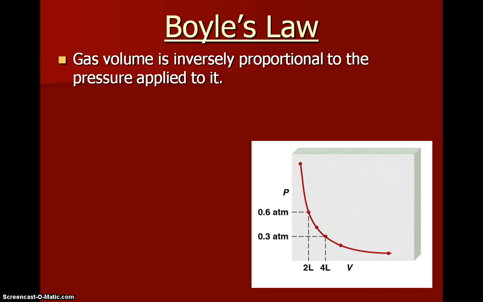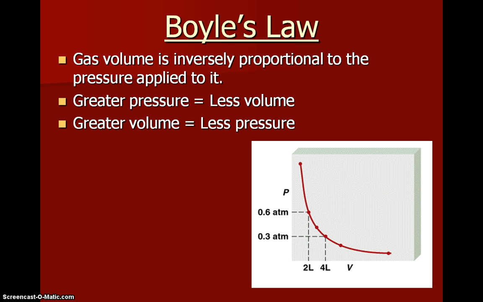So the first is Boyle's law, and Boyle's law says that gas volume is inversely proportional to the pressure applied to it. That is, if you push on a gas, it's going to get smaller and decrease the volume. Here you can see this inversely proportional relationship. We get this curve here: as we double the pressure, it's going to decrease the volume by 1/2. So the greater the pressure, the less the volume, or the greater the volume, the less the pressure.